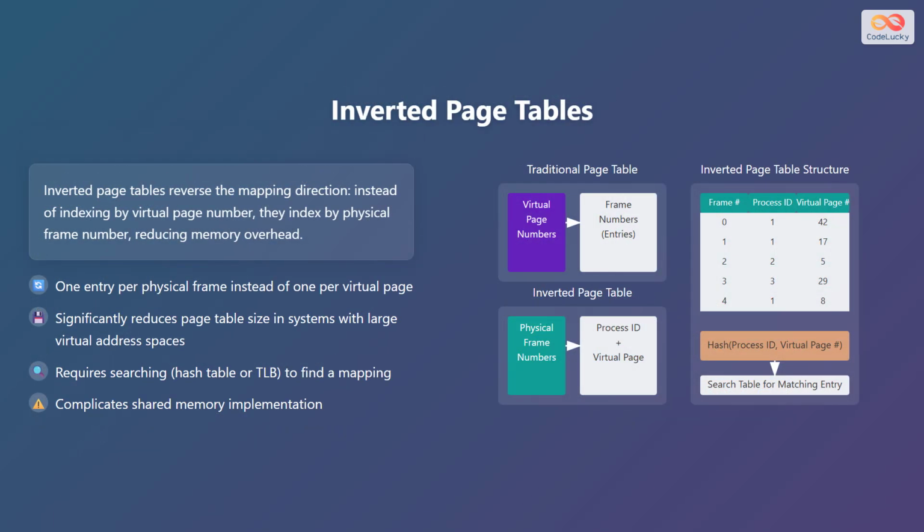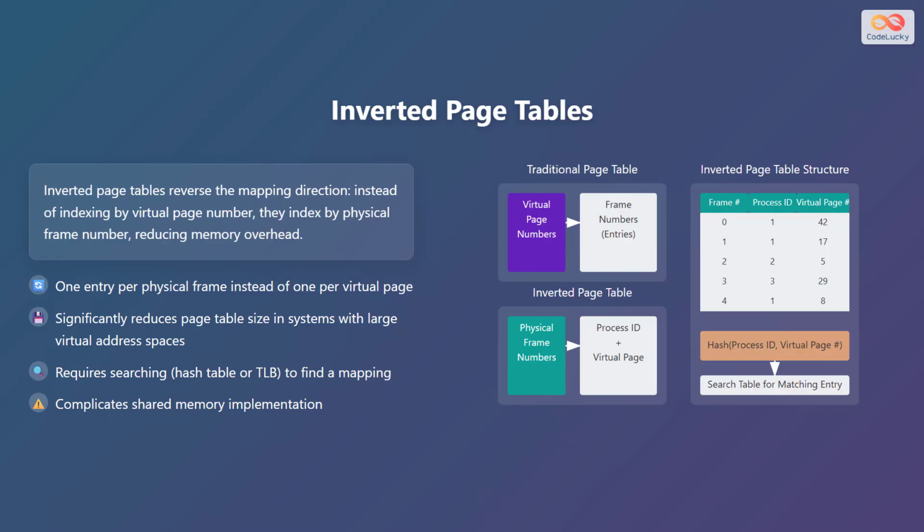Inverted page tables. Inverted page tables reverse the mapping direction. Instead of indexing by virtual page number, they index by physical frame number, reducing memory overhead. One entry per physical frame instead of one per virtual page. In contrast to traditional page tables, which have entries for every virtual page, inverted page tables maintain only one entry per physical frame. This leads to a significantly smaller table size.